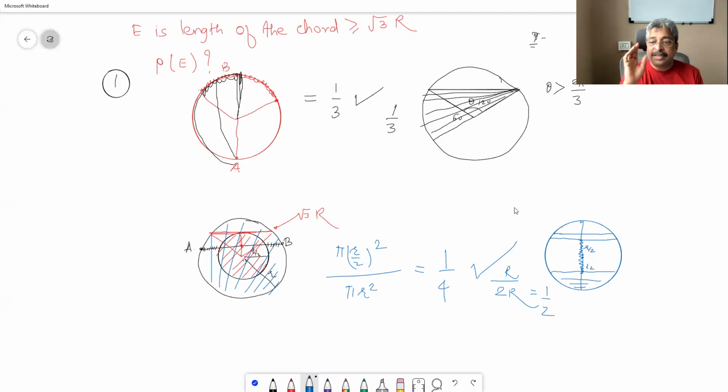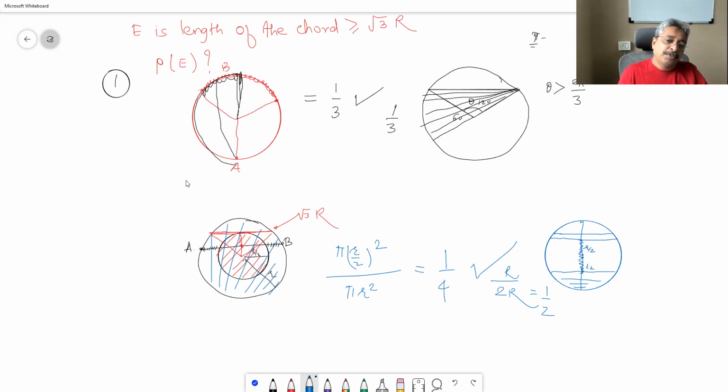Now there are more than 3 answers that are being given. The logic for the first answer, which is 1/3, is the angle at the center, if it is 120 degrees, and if you fix a point, one end point of the chord on the circle, the second favorable arc is 1/3 of the total circle, and therefore probability is 1/3. So first answer is 1/3.